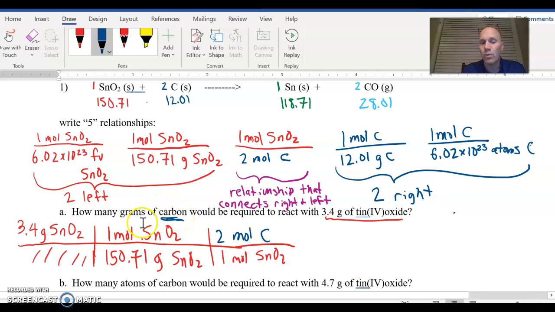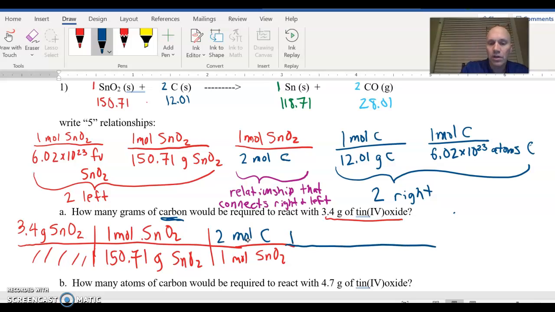So now focus on where you want to get to. We want to get to grams of carbon. Do we have grams of carbon right here in the upper right? Not yet. So we're just going to continue the crossbar and search where we have grams of carbon. We have it right here. Can we use this relationship? Yes, because I know that we need moles of carbon right down here. 1 mole of carbon. All I have to do is take this and turn it upside down, and that puts 12.01 grams of carbon up top.